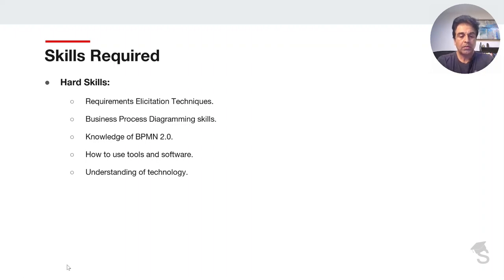Now, other tools that would be important are Microsoft Word, Excel, PowerPoint. Of course, Word for creating documents, Excel for doing analysis or to create some trackers, PowerPoint for giving presentations.